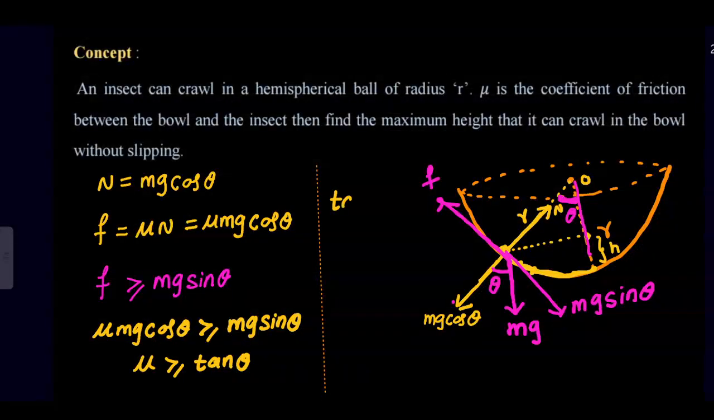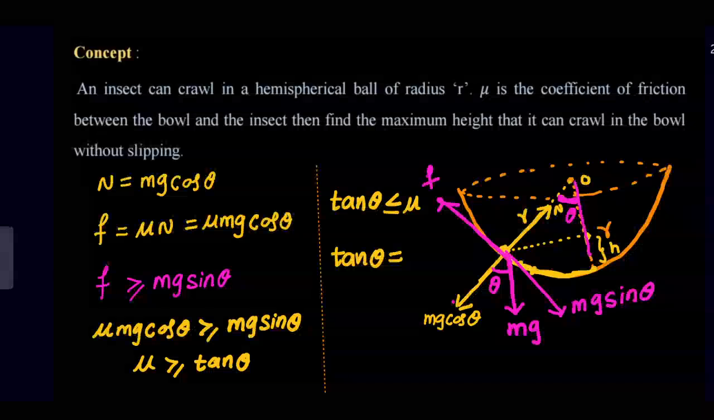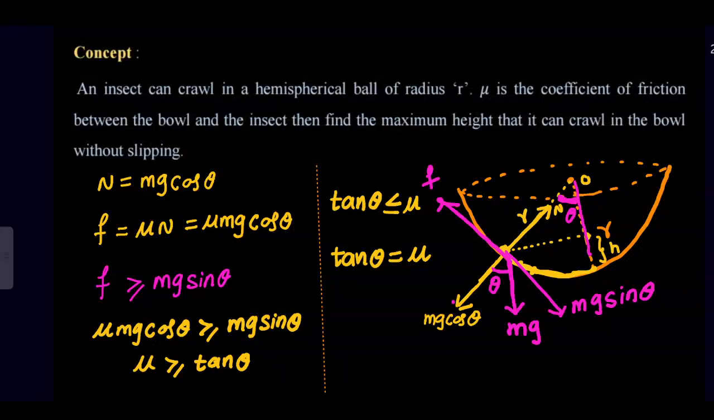So that means tan theta is less than or equal to mu. So this maximum value of tan theta we can write as mu only, right? Maximum value. Now you see this thing.